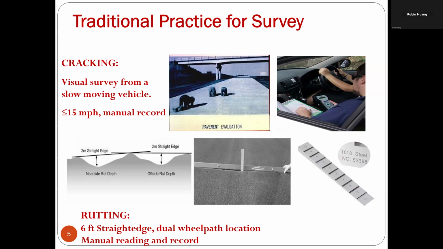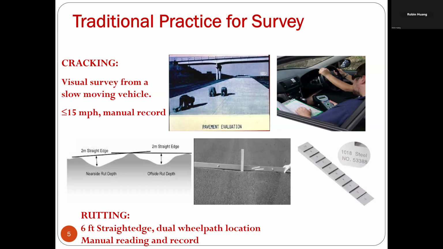The requirement is you drive the vehicle below 15 miles per hour, because some of the surface distress, like cracking, if you drive fast, you can't see it. Your eye delays can average the crack out. So it's required you drive 15 miles per hour or below.